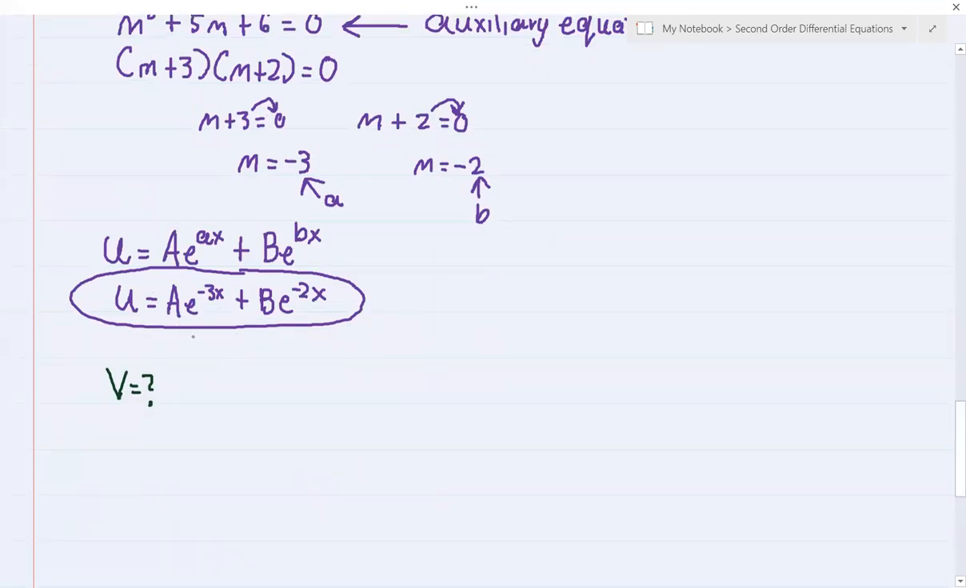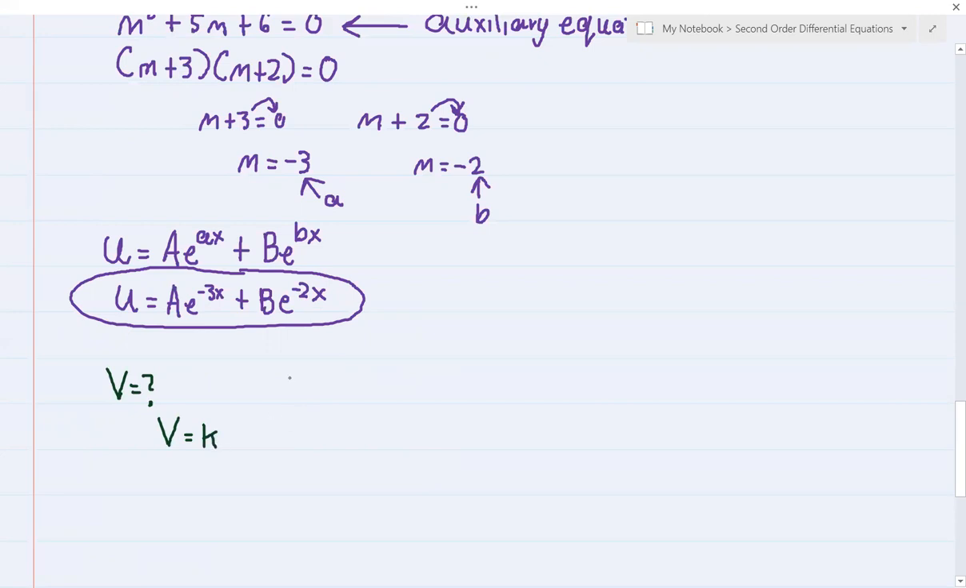Take a look. Look at this one. Is there a constant term? The answer is no. Okay? There is no constant term. So if there is no constant term, then your V is equal to your K.